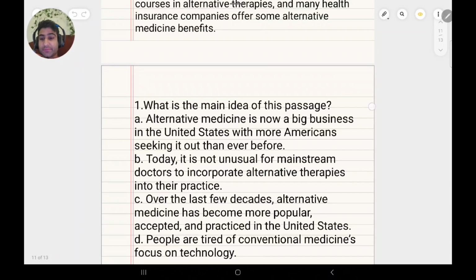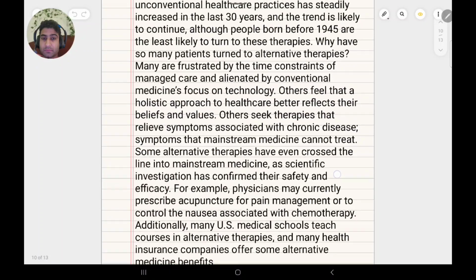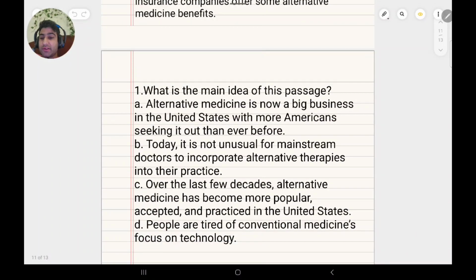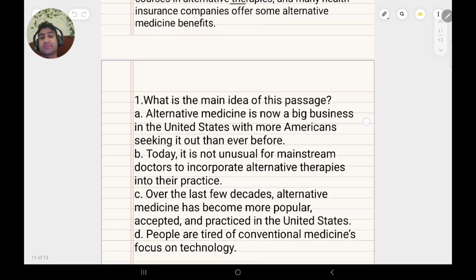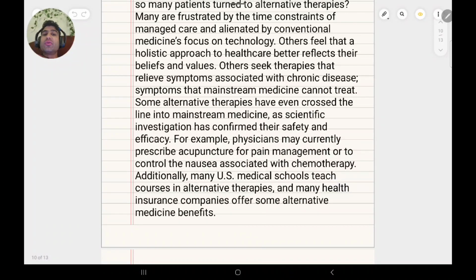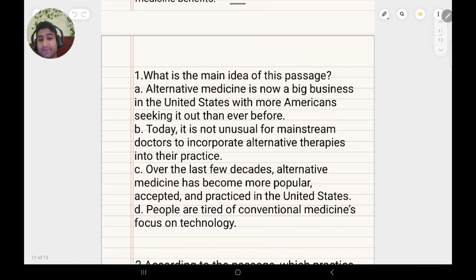I'll tell you what is the point. The point is the third one. Over the last few decades, alternative methods have become more popular, accepted in practice. They have also got accepted. People are aligned towards these particular unconventional therapies. So the answer would be the third one. I hope you understood this. Very easy. Let's do it very fast because you will understand how I usually do.